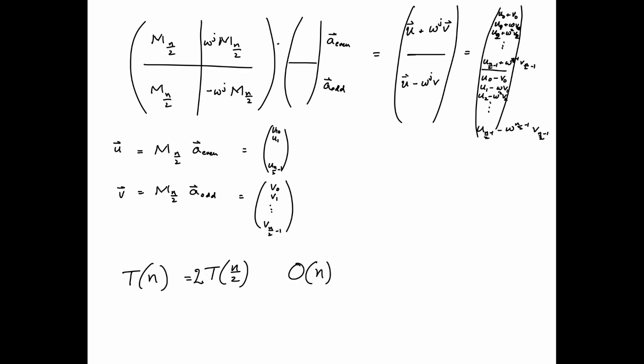And then we take these two vectors and we take their sums and differences, multiplying the jth entry of v by omega to the j. So that takes order n time to multiply by the appropriate power of omega, and then add and subtract. So that still gives us another order n. So T of n is 2 times T of n over 2 plus order n, which means that T of n is big O of n log n.